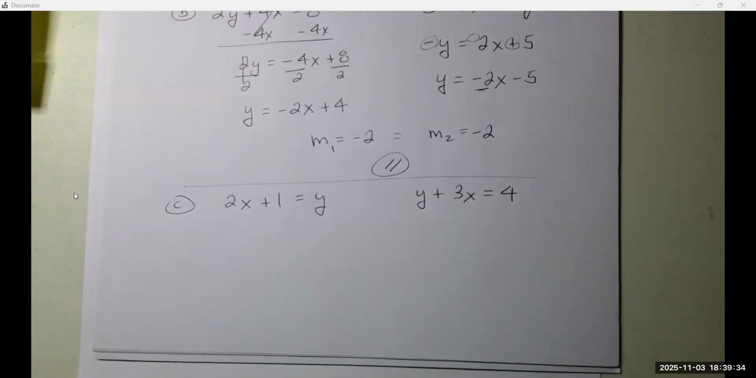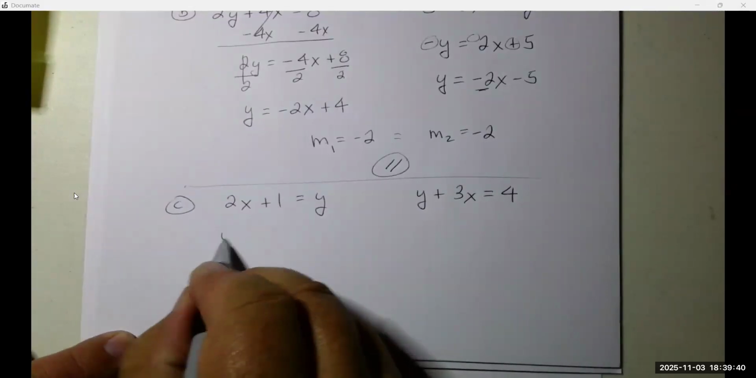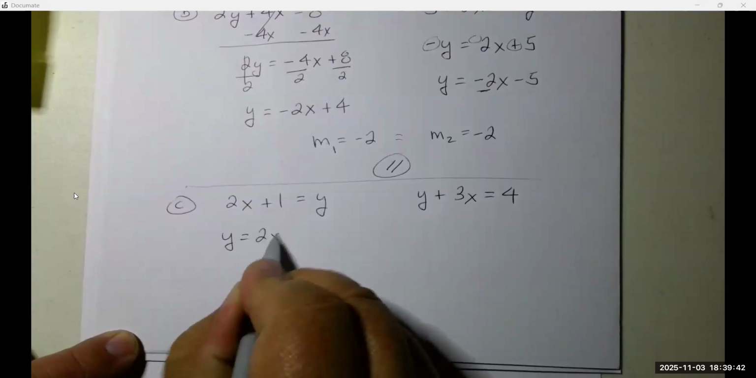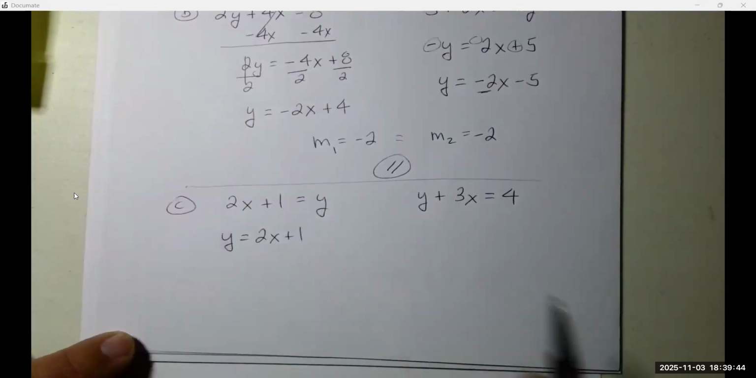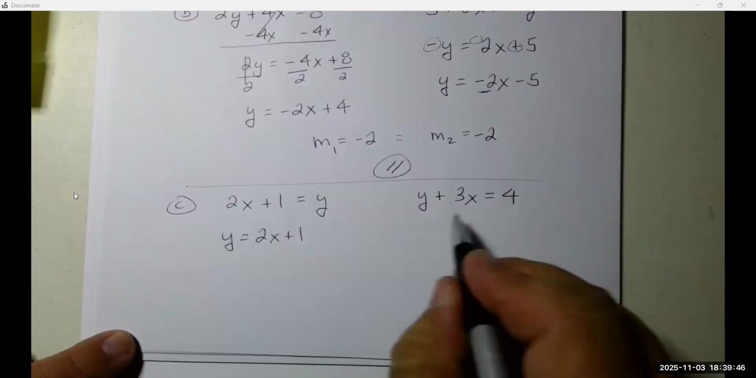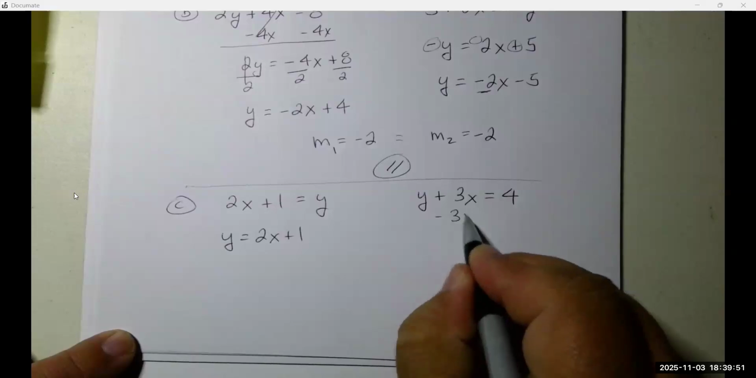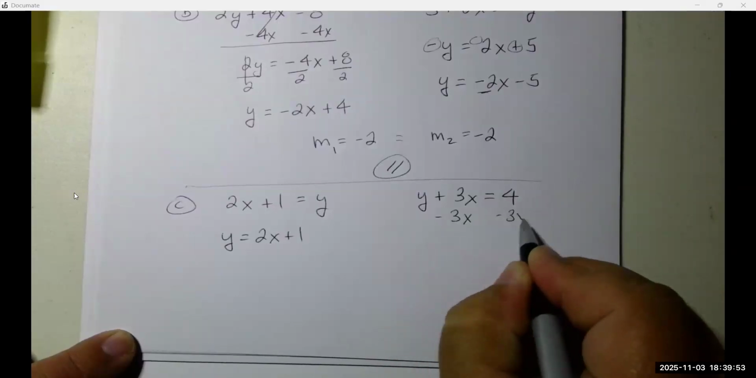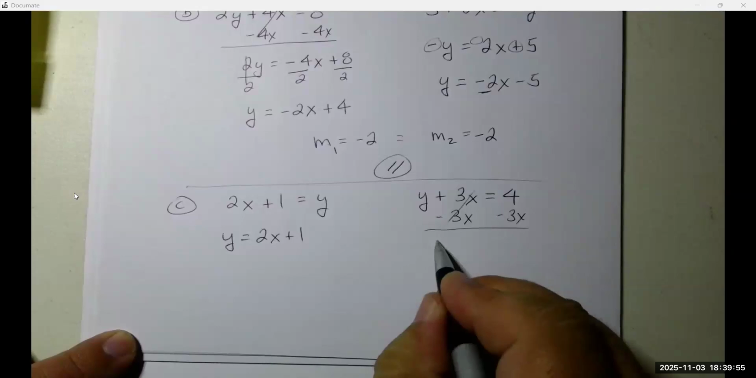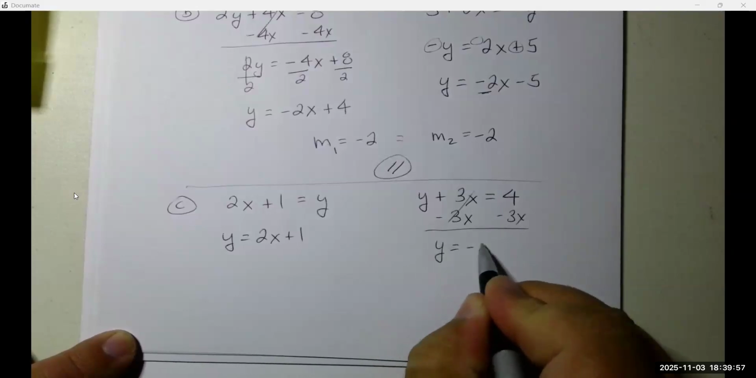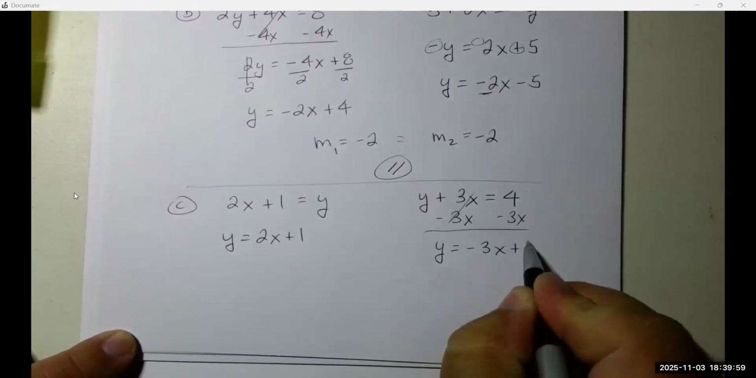Am I doing this one too? Mm-hmm. Oh, okay. So for the first one, all I did was flip the equation. So y equals 2x plus 1, and then I left it like that. And then for the other side, I isolated y, so I subtracted 3x from the left side and put it on the other side. So I got y equals negative 3x plus 4.